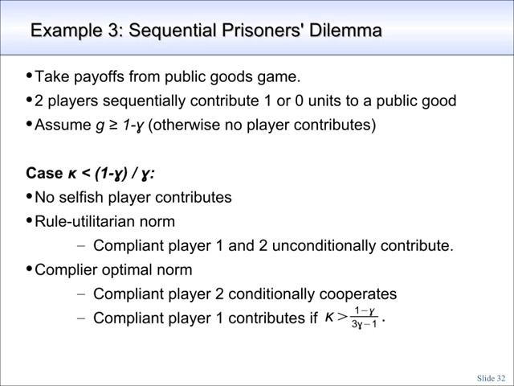Under complier optimal norm, a compliant player 2 can always conditionally cooperate. A compliant player 1 contributes if and only if the complier's share is above another threshold given by (1 minus gamma) divided by (3 gamma minus 1).